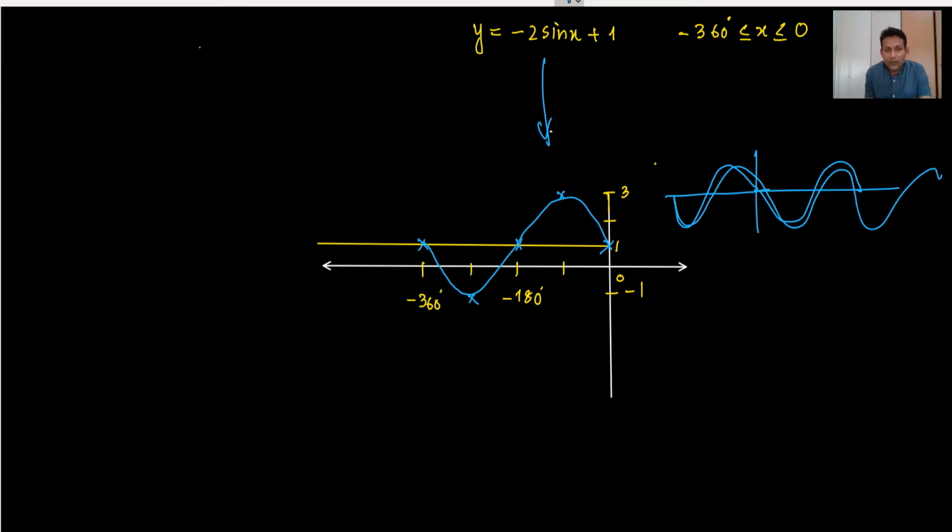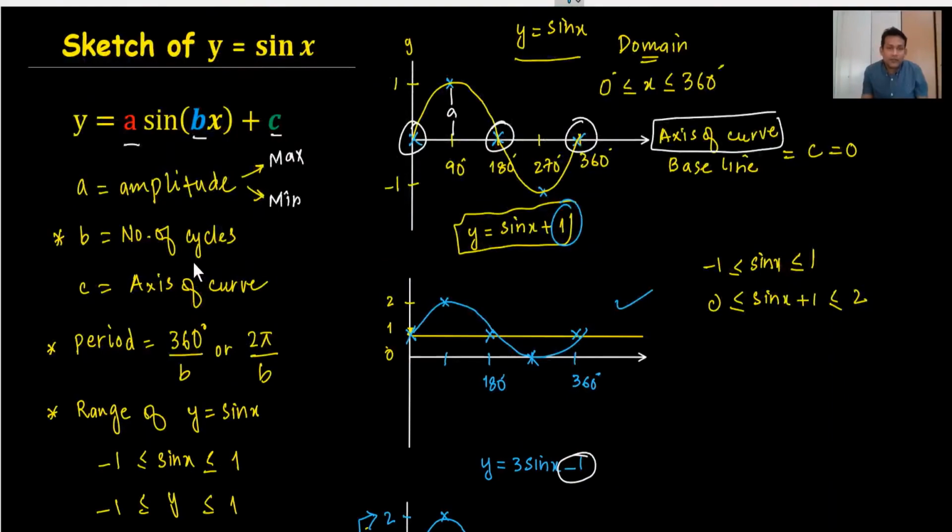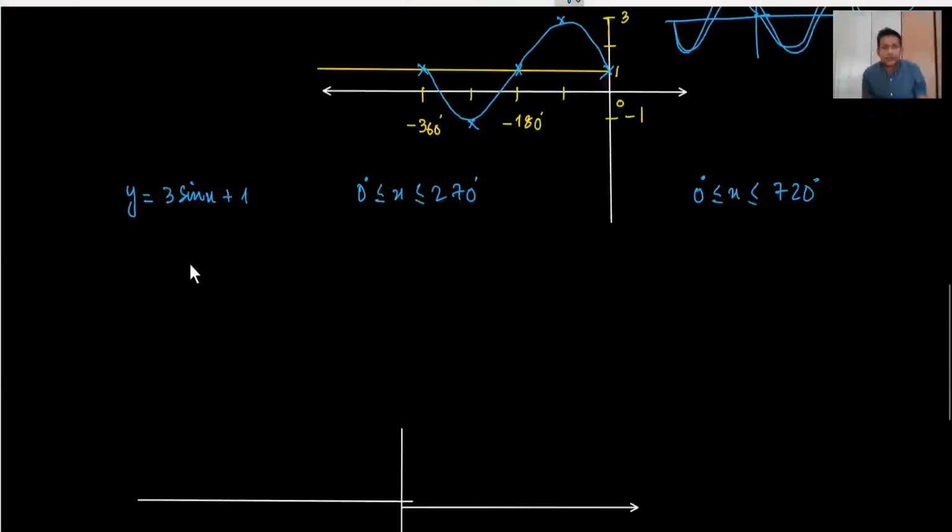One more thing now, y = 3 sin x + 1. I want to change the domain. The first domain is from 0 degrees to 270 degrees. And the second domain should be x from 0 degrees to 720 degrees. Now, this is one of the important parts, students, of the problem. Please remember this equation is very important. Okay, so let's see.